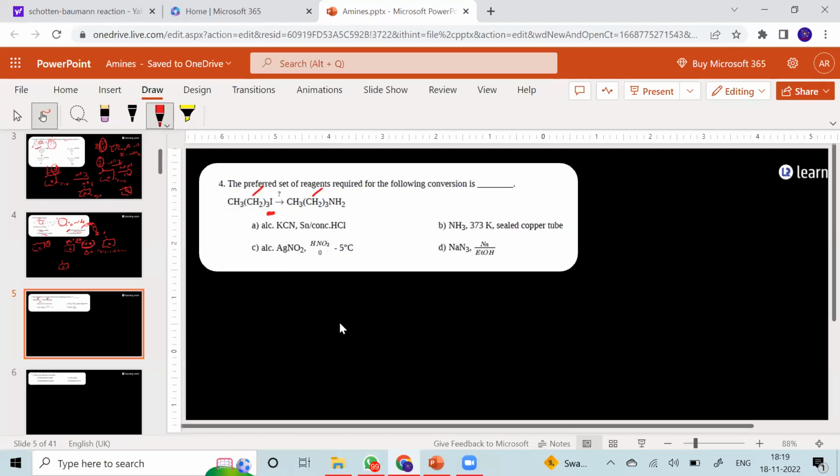That means if you go for, okay, now if I go for alcoholic KOH, what happens? Basically, I'm going to form an alkene, right? And to that alkene, you're adding concentrated HCl, nothing will happen. Okay, you will not get this one. Next, if you make it react with NH3 at 373 Kelvin in a copper tube, that makes sense, right? For example, if you have RI and I make it react with ammonia, you can form RNH2, right?